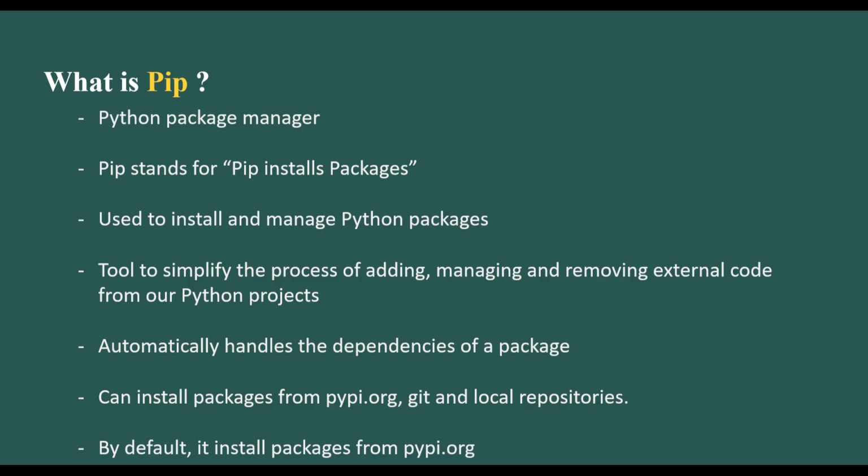Pip automatically handles the dependencies of a package. When you install a package, pip also installs any other packages that the first one relies on. By default, it installs packages from pypi.org, but it can also install packages from Git repository and local repository.